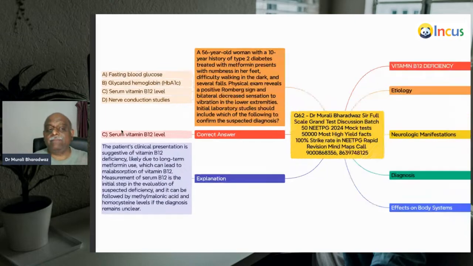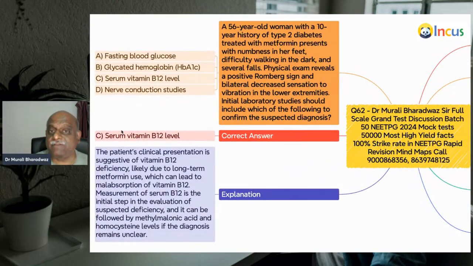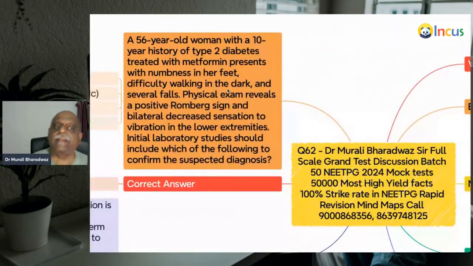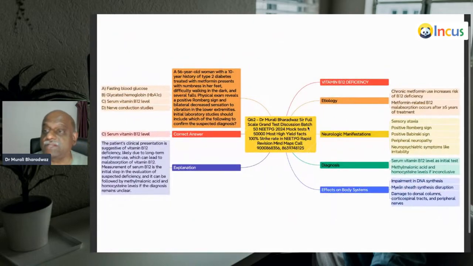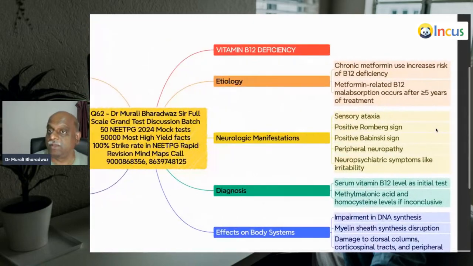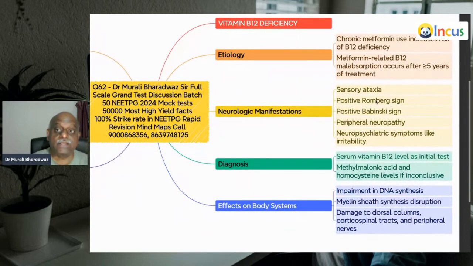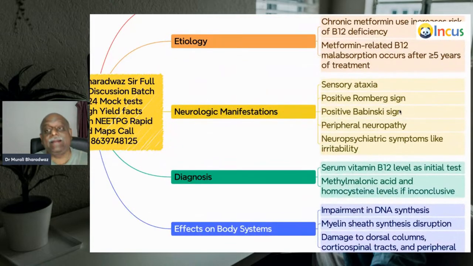Now, long-term metformin therapy is a risk factor for vitamin B12 deficiency, which can lead to subacute combined degeneration of the spinal cord, leading to positive Romberg's test and decreased vibration sensation, is what you need to remember. So, sensory ataxia, positive Romberg, positive Babinski. Why Babinski positive? Corticospinal tract is involved. Why is it involved in vitamin B12 deficiency? Vitamin B12 is required for the myelination of the long tracts.